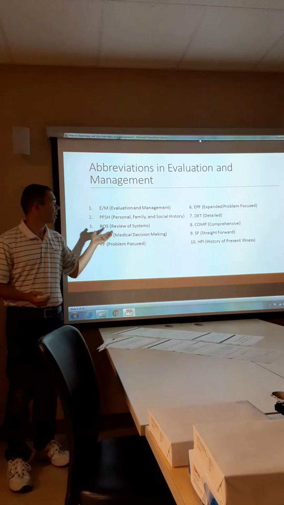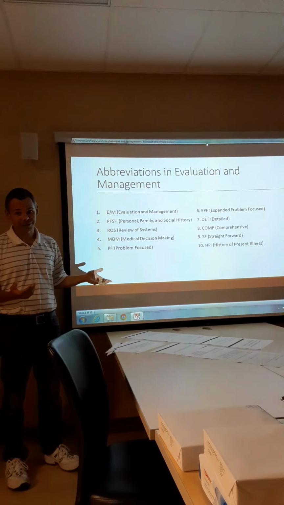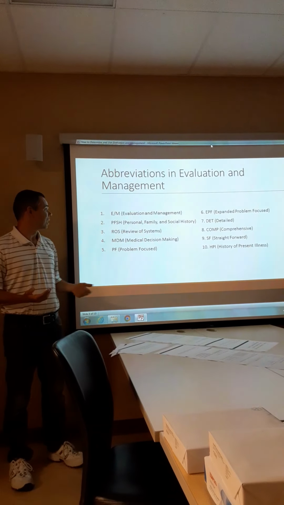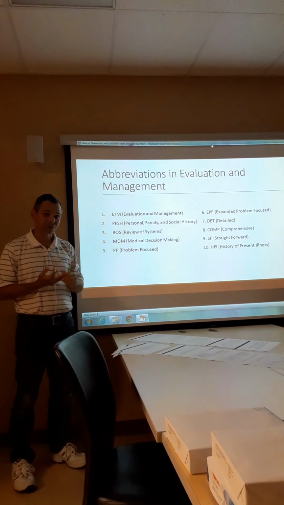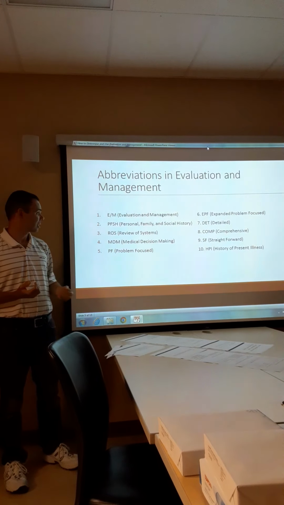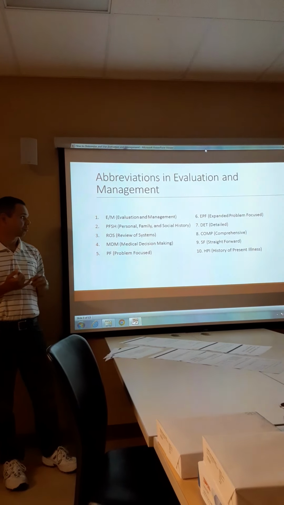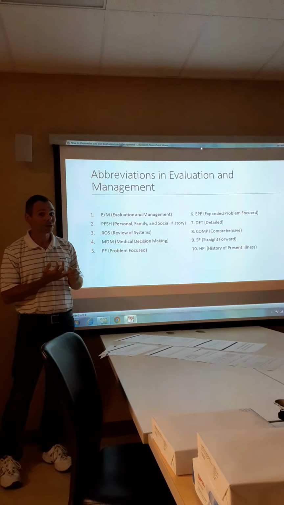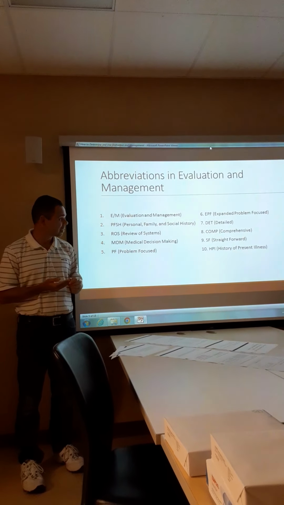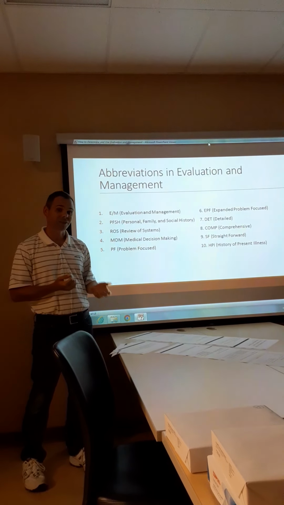So, first thing in evaluation and management is there's a lot of different abbreviations. And these are the 10 most common that I found, and I want to go over them real quick. E/M for evaluation and management. PFS stands for personal, family, and social history. You'll see that abbreviated quite a bit. ROS is review of systems. MDM is medical decision making. PF stands for problem focus. EPF is expanded problem focused. DET stands for detailed, COMP stands for comprehensive, SF stands for straightforward, and HPI stands for history of present illness.